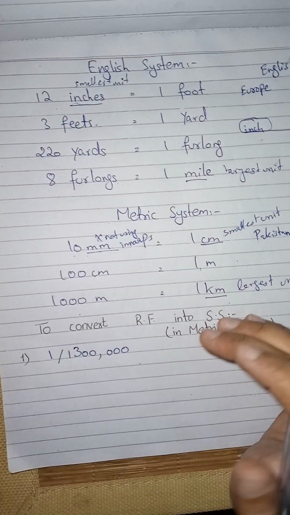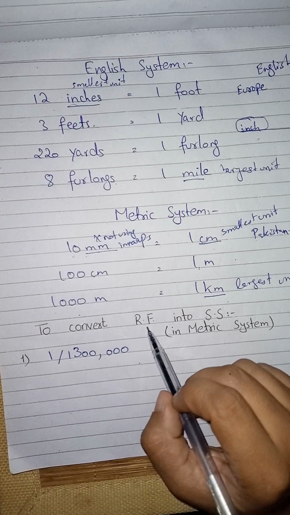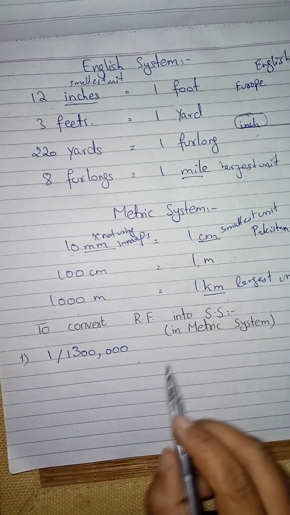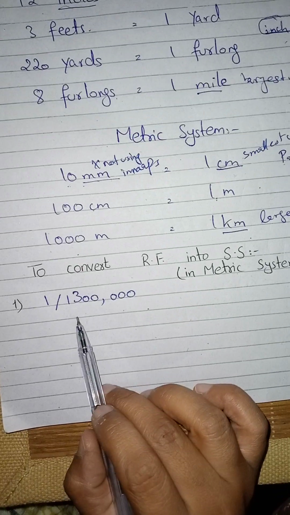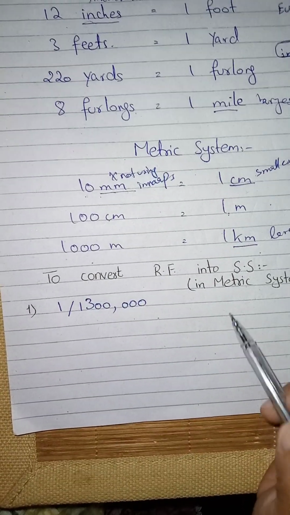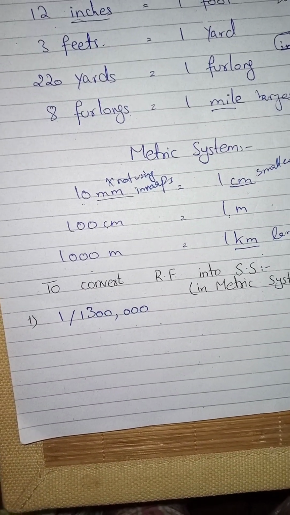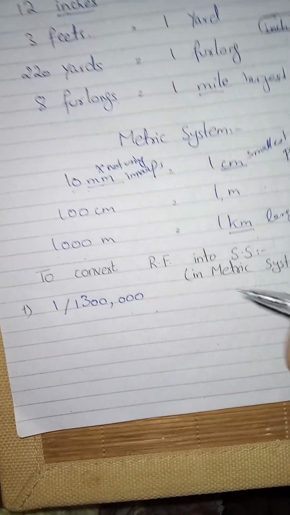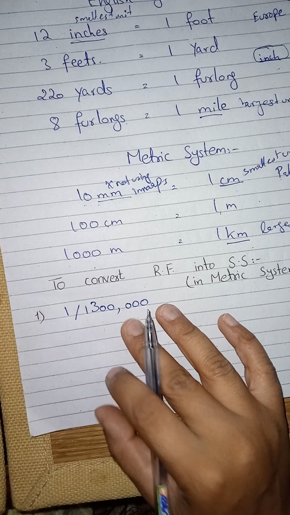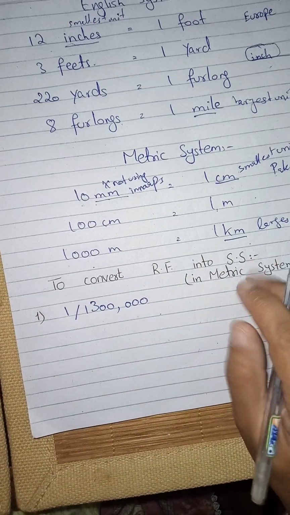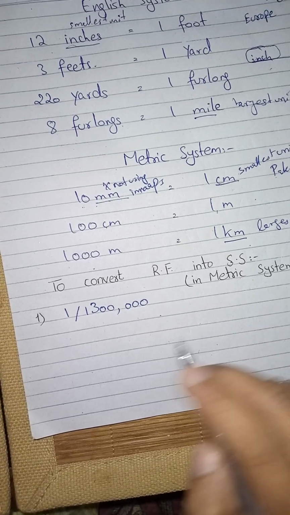In this video we are going to focus only on how to convert RF into SS. So what is RF? RF is shown in ratio form, and it has a good advantage: we can convert it into different unit systems. First of all, we are going to convert RF into SS, meaning statement scale, for our metric system.